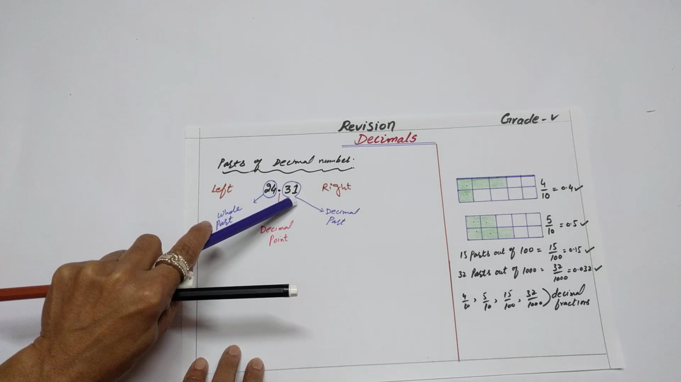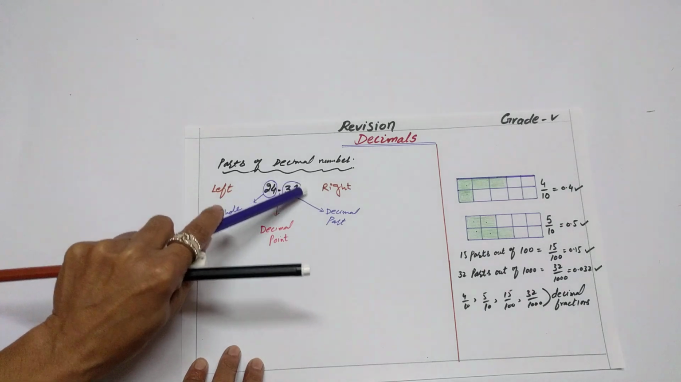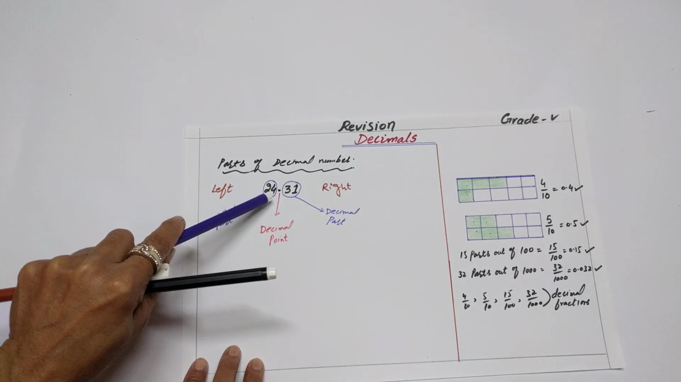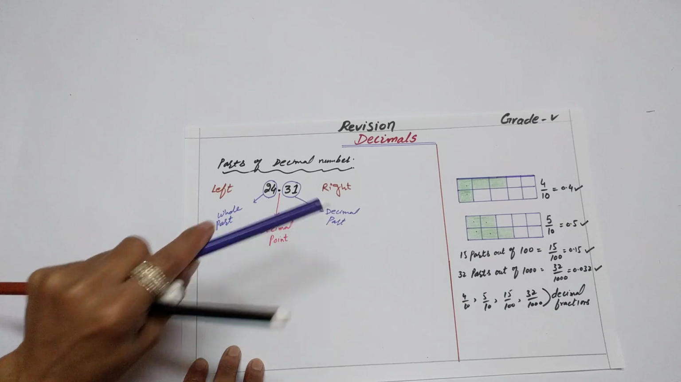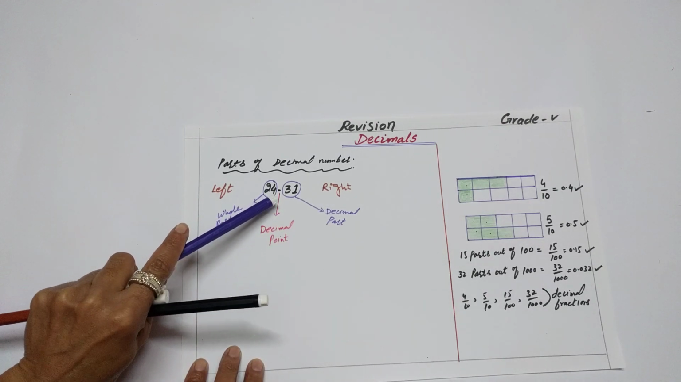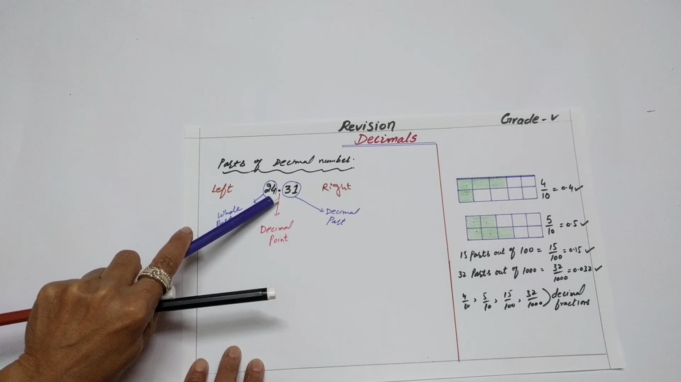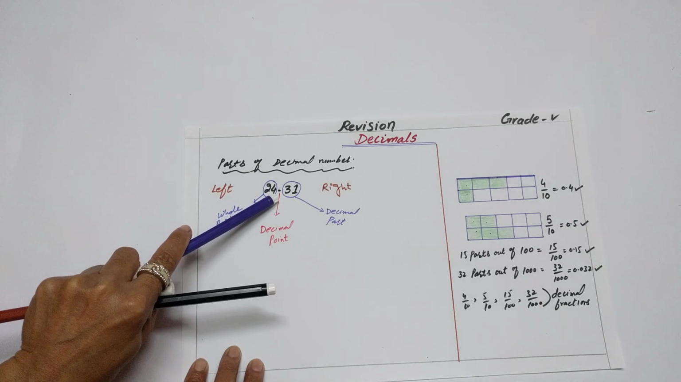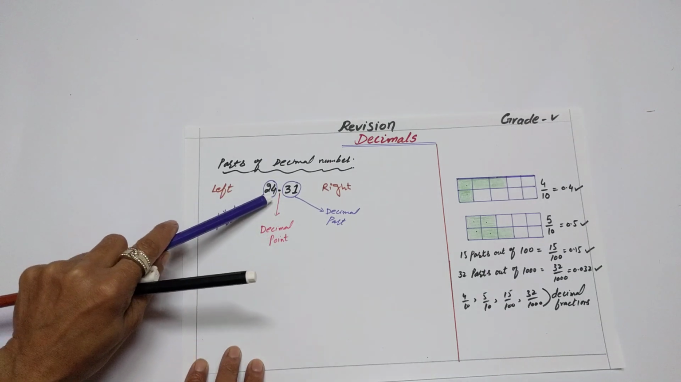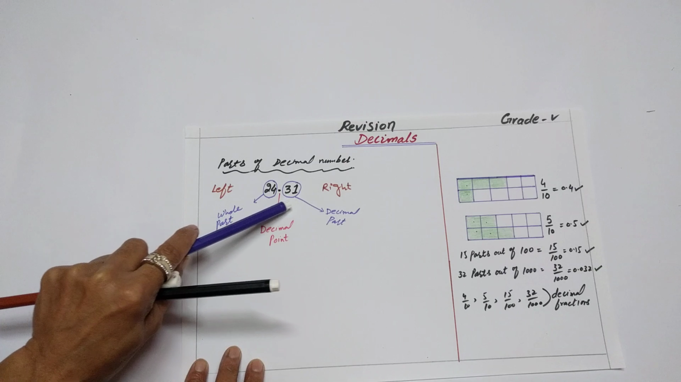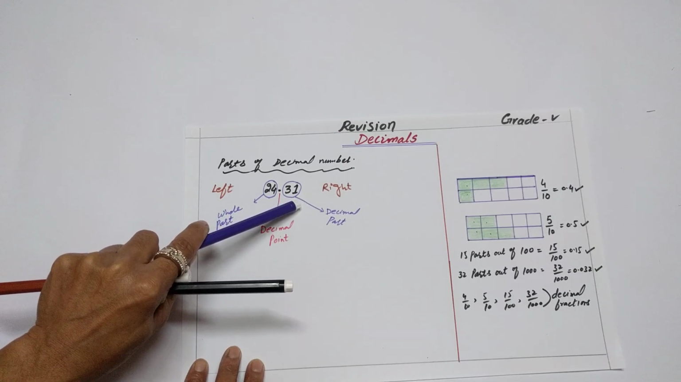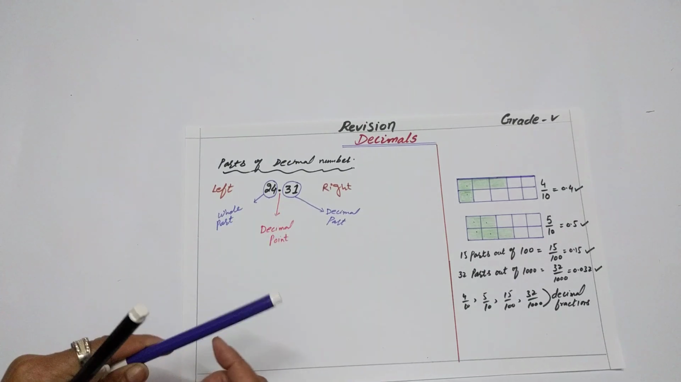So we can read this number as 24.31, not 31, because this is a fractional part, the decimal part. What is the working of this decimal point? The decimal point separates the whole part and the decimal part. Now the number of the digits after the decimal point are called the number of decimal places.